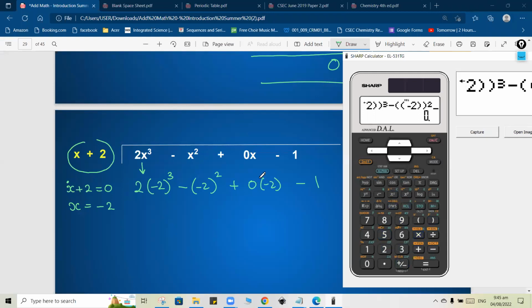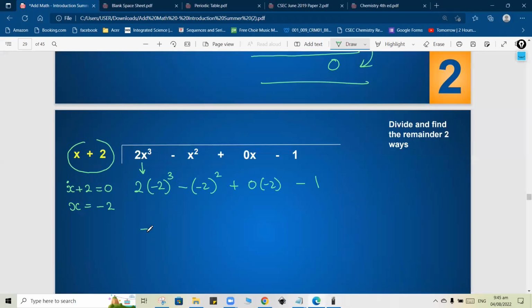I'm not even going to bother to put this part, because we know anything times 0 is 0. So I'm not going to waste my time. And then put minus 1. And I'm getting, the remainder is minus 21.